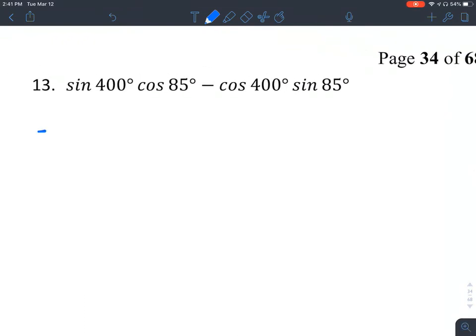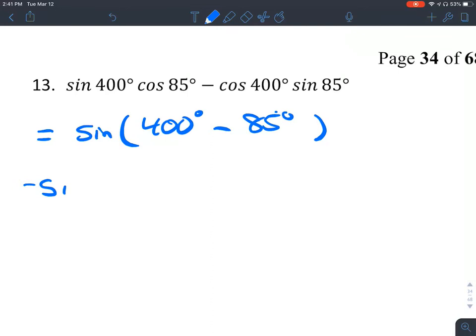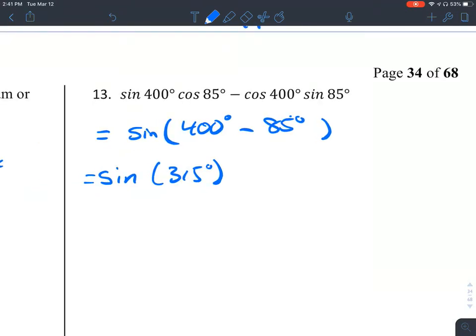This looks like the expanded version of the difference identity for sine. Sines have the same sign for the expanded and short version. So we're going to have 400 degrees minus 85 degrees. That's going to be sine of 315. That makes a special right triangle in quadrant 4. In quadrant 4, sine's negative. 315 makes it 45, 45, 90. Sine of 45 is square root of 2 over 2. Once again, we're in the fourth quadrant. Sine is negative in the fourth quadrant.